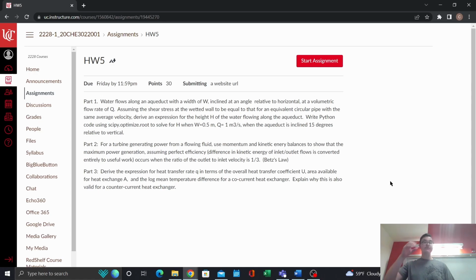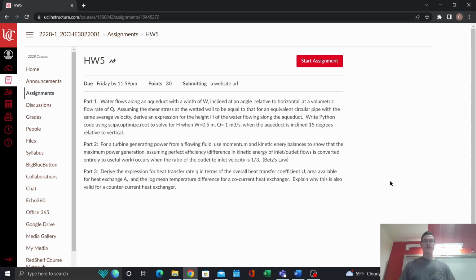Transport 1. This video is going over part 1, which poses the situation of water flowing along an aqueduct with a width of W, inclined at an angle relative to horizontal, at a volumetric flow rate of Q. Assuming the shear stress of the wetted wall to be equal to that of an equivalent circular pipe with the same average velocity, derive an expression for the height h of the water flowing along the aqueduct.